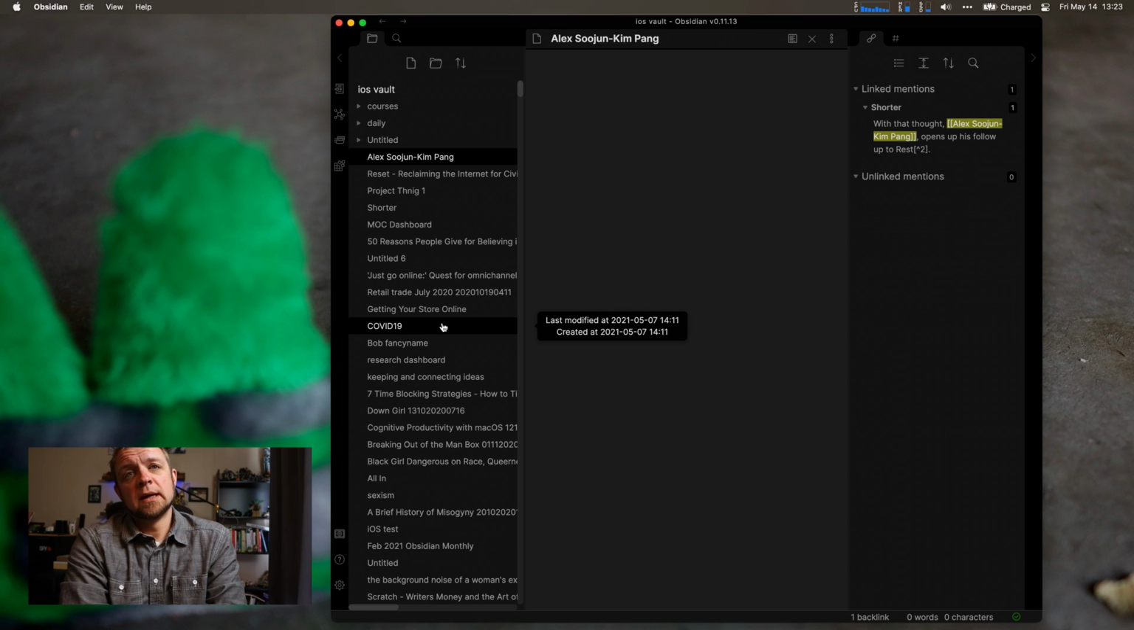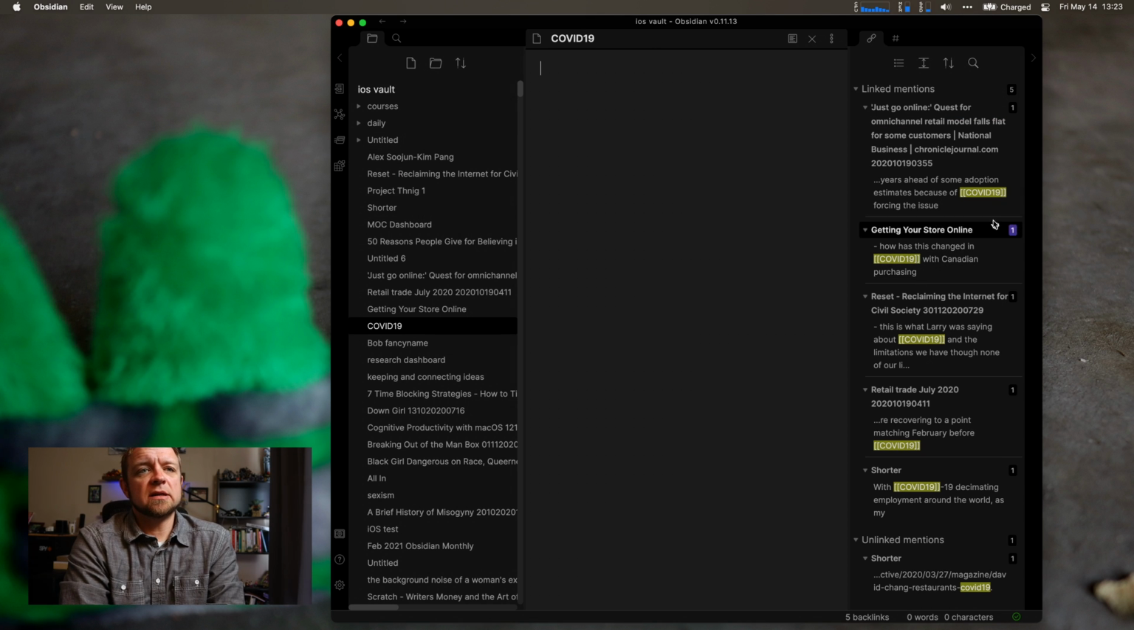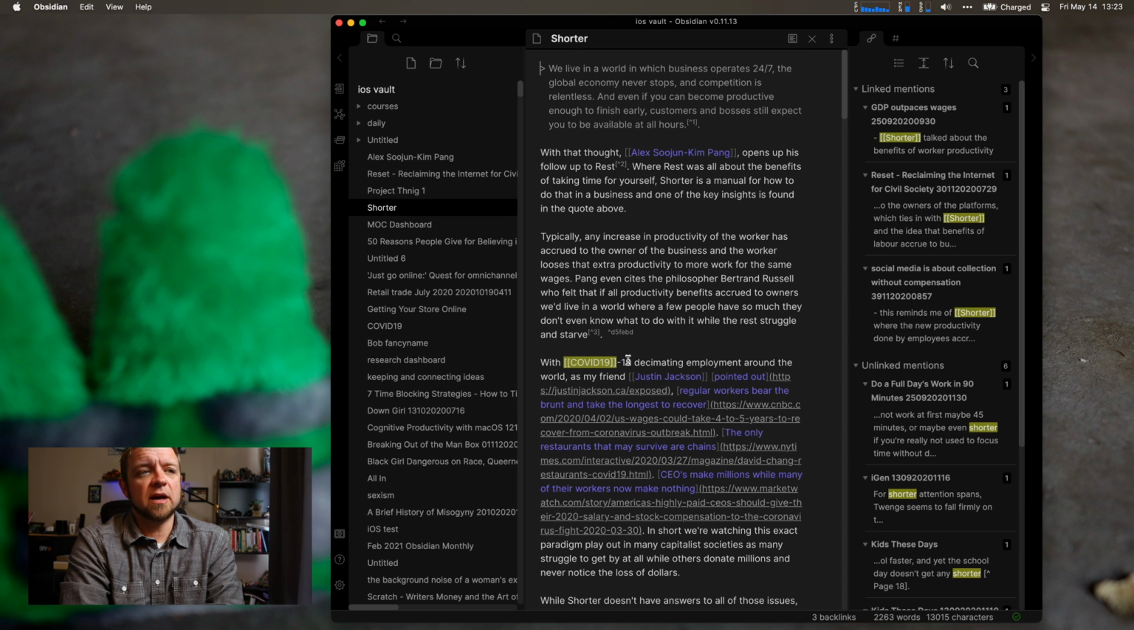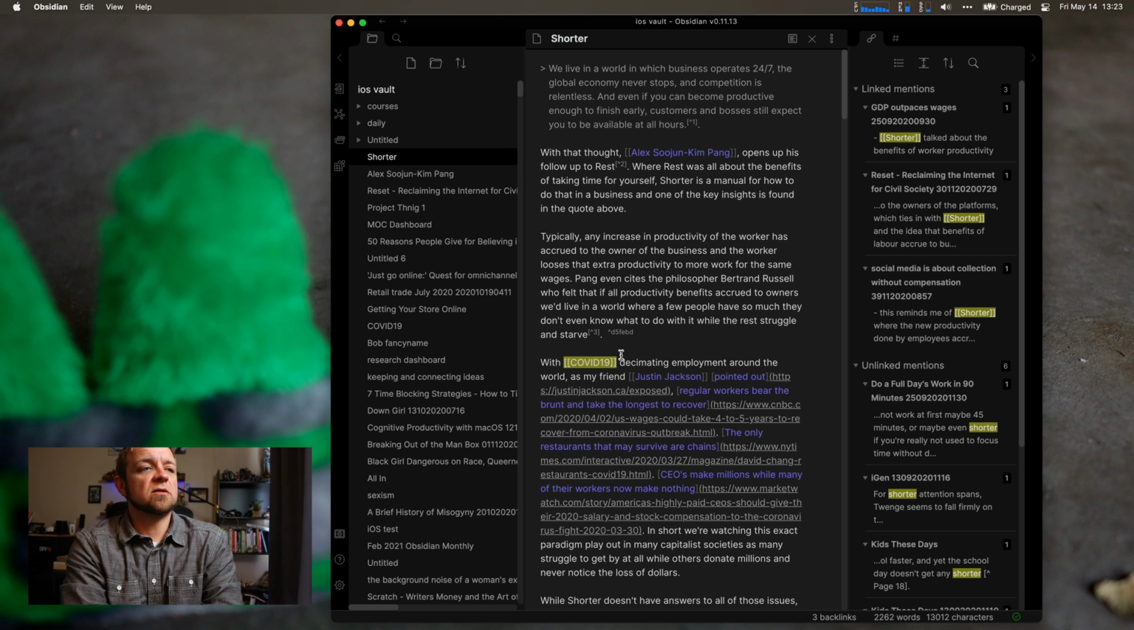I've also seen it useful for normalizing. So you can see COVID-19 is here. I've got it in a bunch of spots. And you can see I used the unlinked mentions in shorter to normalize it, right? I had COVID-19 in some spots and then all one word in other spots. And so I could go into COVID-19, find them all, link them, then change the name of the note. And that would actually change all of them across all of my notes.